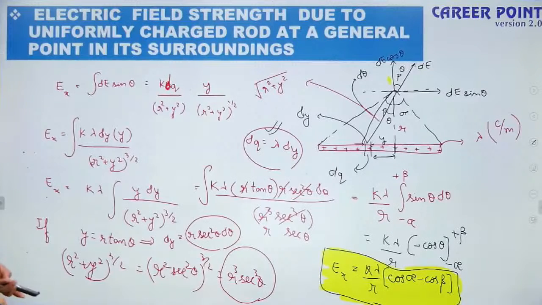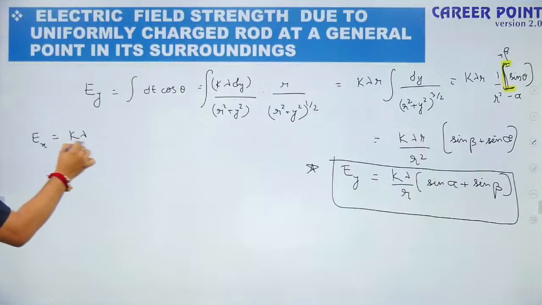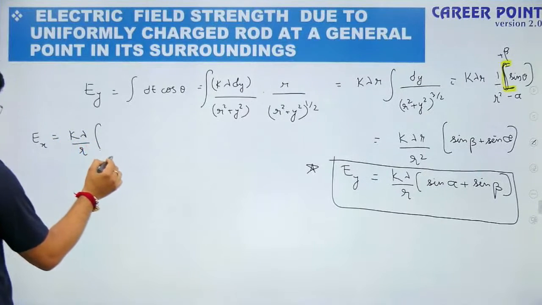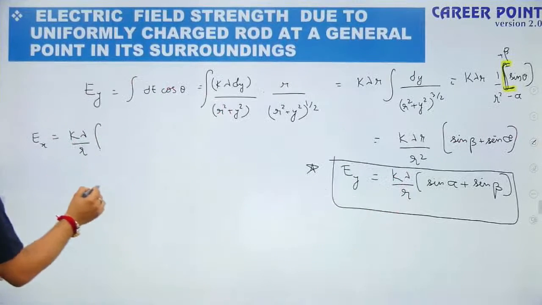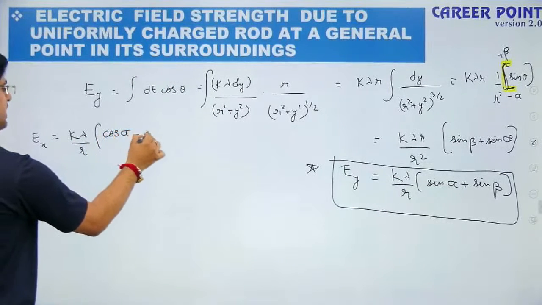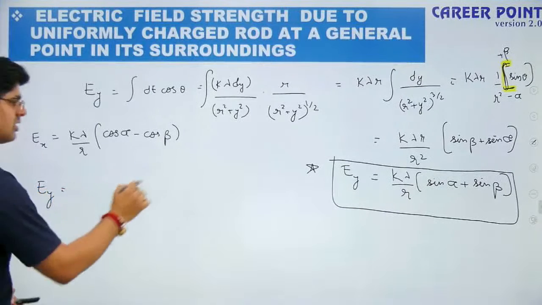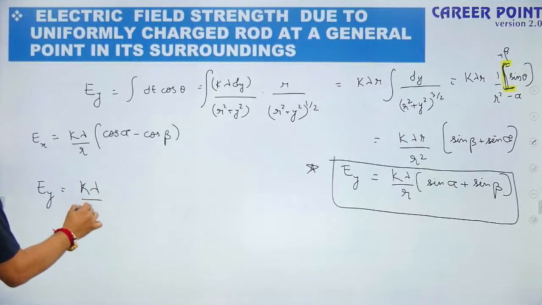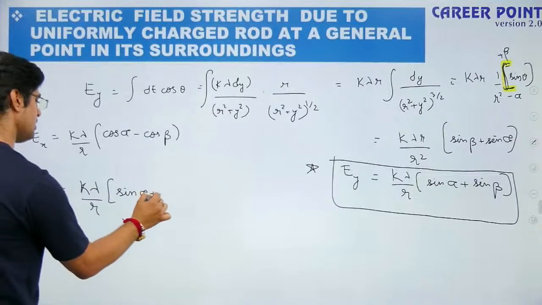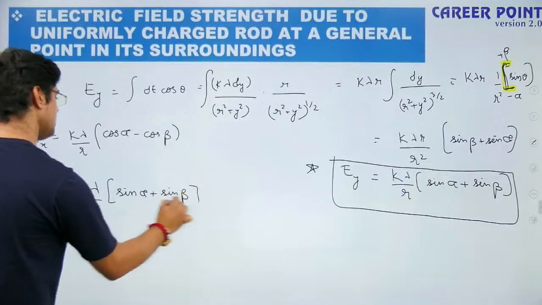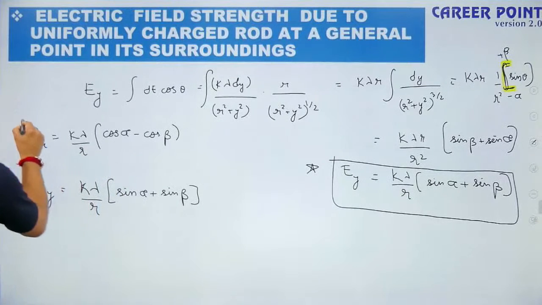So again I am writing both the expressions. We are getting Ex as K lambda by r, cos alpha minus cos beta, and we are getting the expression Ey as K lambda by r, sin alpha plus sin beta. Okay, so this is the expression for Ex, this is the expression for Ey.